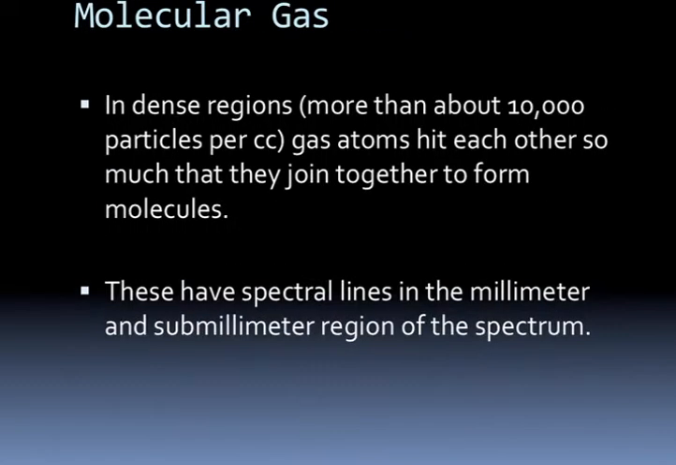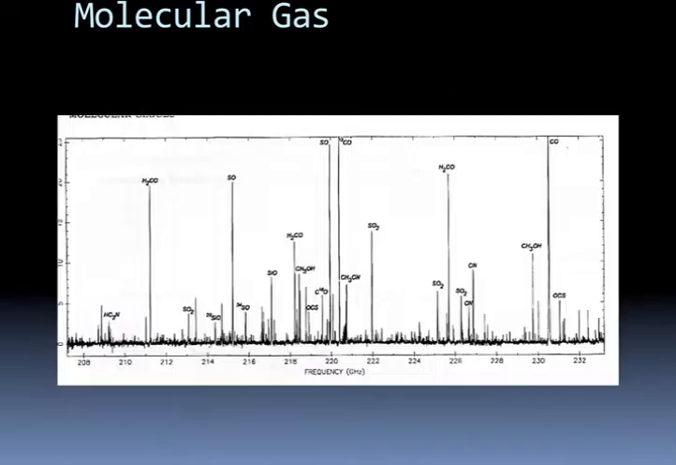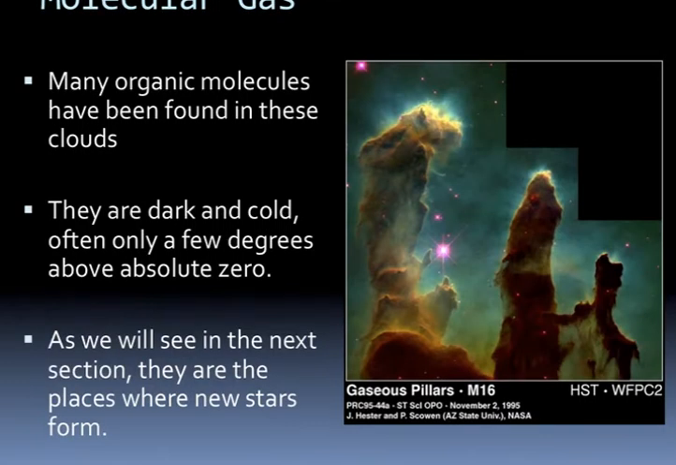In dense regions, more than about 10,000 particles per cubic centimeter, gas atoms hit each other so much that they start to join together and form molecules. These have spectral lines in the millimeter and submillimeter region of the spectrum. So if I look at a spectrogram and I see all these absorption lines, I see all these different organic molecules. Many organic molecules have been found in these types of clouds. These clouds are often dark and cold, often only a few degrees above absolute zero. As we're going to see in the next section, these are the places where new stars form.